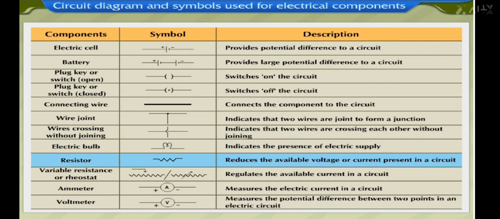A resistor. It reduces the available current flowing in a circuit. A variable resistance or a rheostat. It regulates the available current in a circuit without changing the voltage source. Ammeter. An ammeter is a measuring device which measures the electric current flowing in a circuit. It is connected in series. Voltmeter. Voltmeter is also a measuring device which measures the potential difference between 2 points in an electric circuit. It is connected in parallel. Ohm's law.